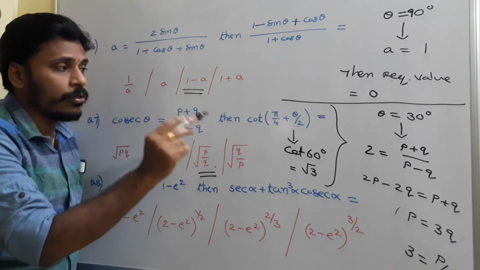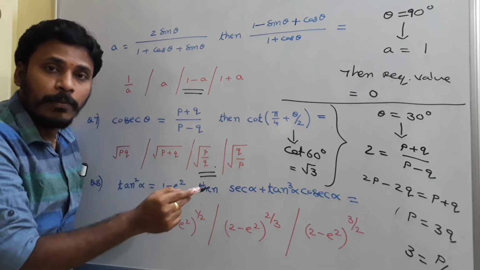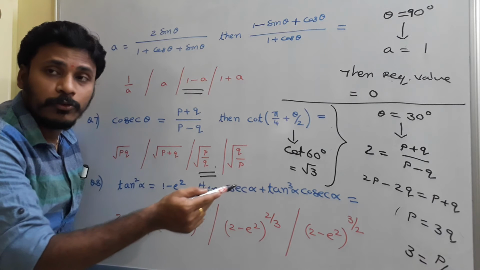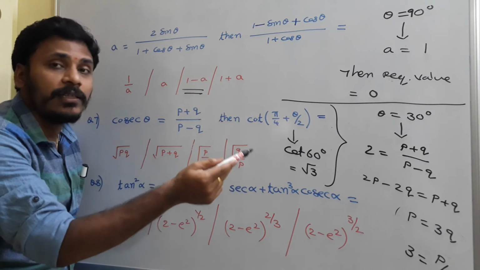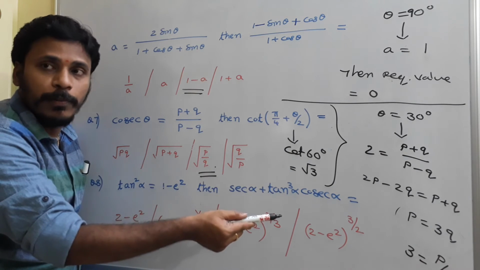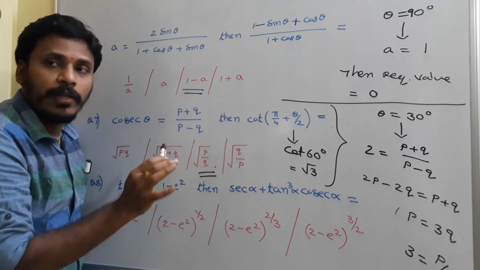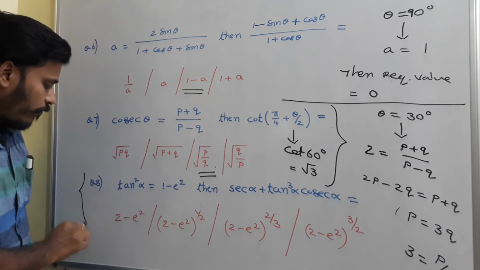See, theta is equal to 30, cosecant 30 is 2, 2 is equal to (p plus q) by (p minus q), and we have a relation in terms of p and q as 3 equals p by q. Now if you replace theta with 30 degrees here, cot 60 is root 3. So 3 is p by q, so your answer is root of p by q. That is the problem. This is another way. And now we need to think about the last one.